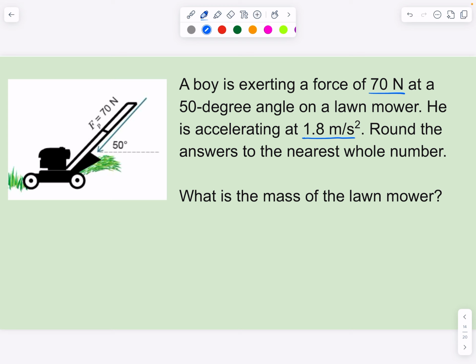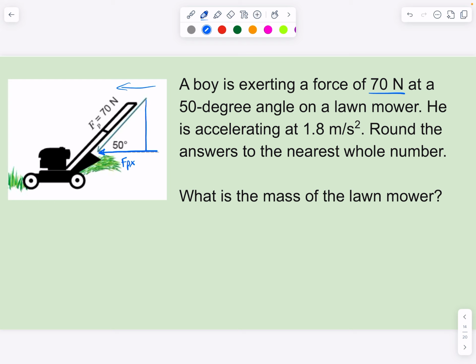Well, in this case, the mass of the lawnmower is found by determining how much force I am pushing in this direction, because the lawnmower is moving in a horizontal direction. So if I can determine this value here, my FPX, I can use that to determine the mass of this object. However much I'm pushing it this way is going to be related to the mass of that object. That's one way of thinking about it.